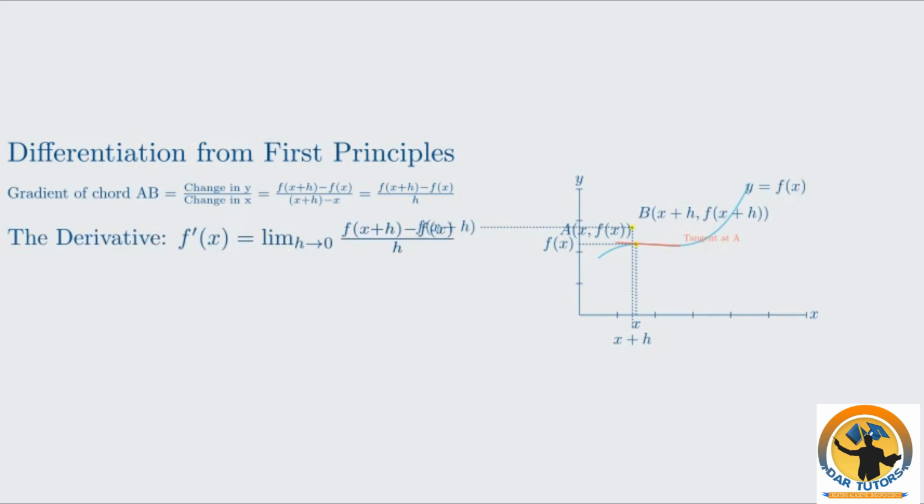This leads us to the formal definition of the derivative. The derivative of f of x, denoted f prime of x, is the limit as h approaches 0 of the expression f of x plus h minus f of x, all divided by h. This is the definition of the derivative from first principles. It is the foundation of all differential calculus.